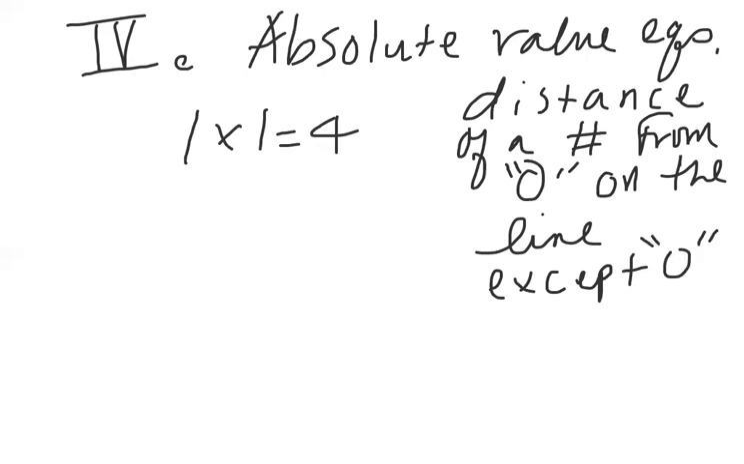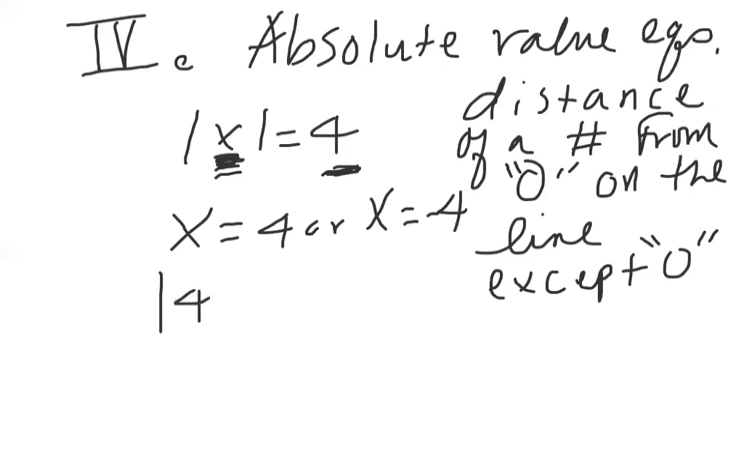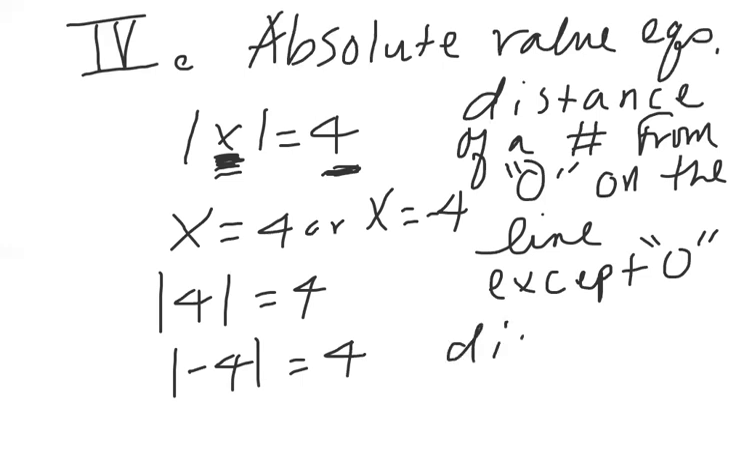So if I were to give you a little problem like this, the absolute value of x is equal to 4, this is simply asking you what numbers have a distance of 4 units from 0 on the number line. There are 2 numbers that would have a distance of 4 units from 0 on the number line: positive 4 or negative 4. Why is that? Because if you take the absolute value of 4, you get 4. And if you take the absolute value of negative 4, you also get 4. Remember, distance is always positive.